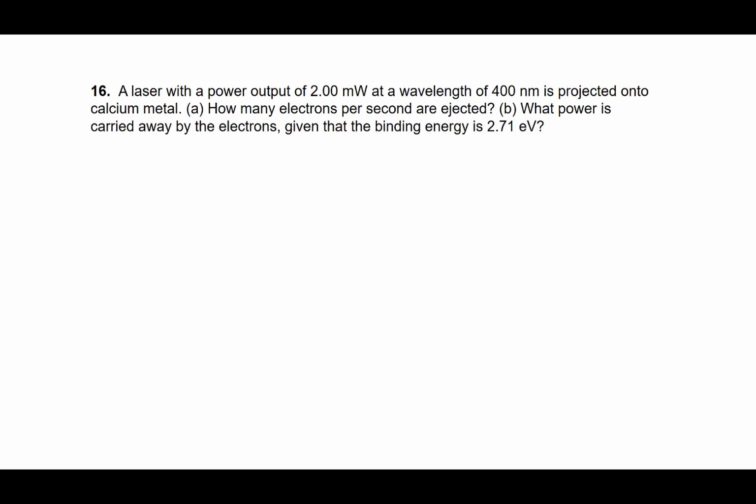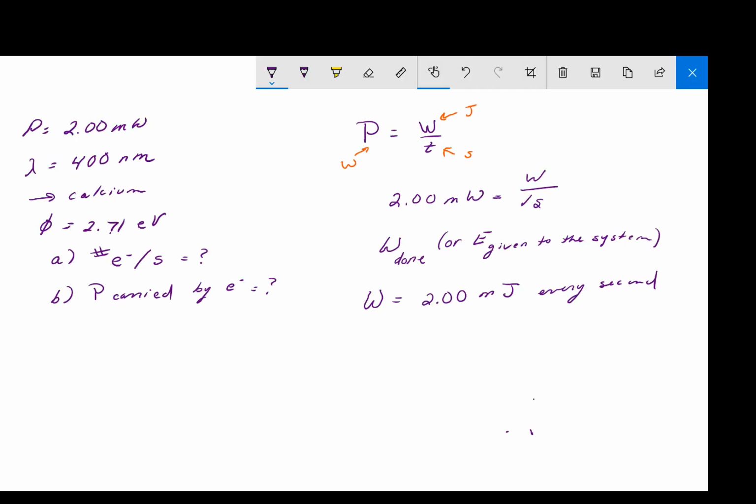How many electrons per second are ejected, and what power is carried away by the electrons, given that the binding energy is 2.71 electron volts? Okay, I've got all my givens down and my two unknowns, and I've noted that the power is equal to work over time. Power is in watts, work in joules, and time in seconds. So 2 milliwatts is equal to the amount of work per second. And since we're hunting for the work done, or the energy given to the system, the work done is 2 millijoules for every second.